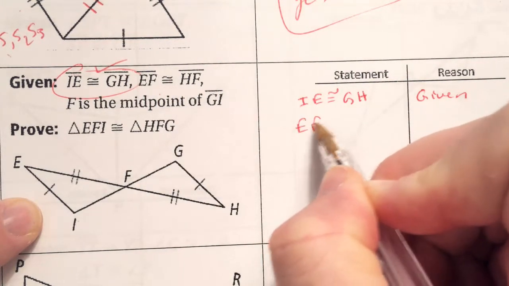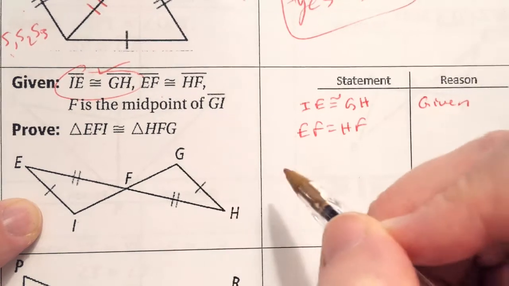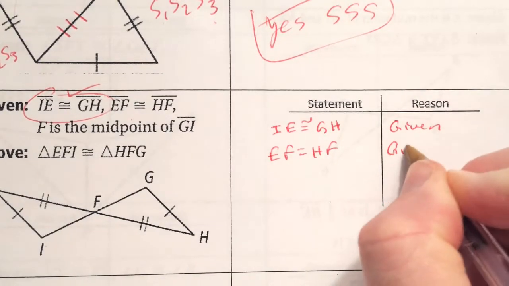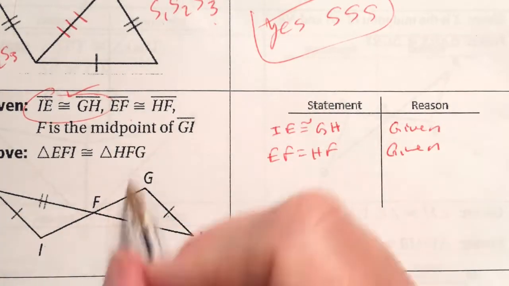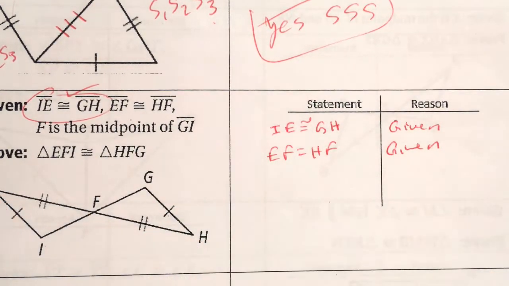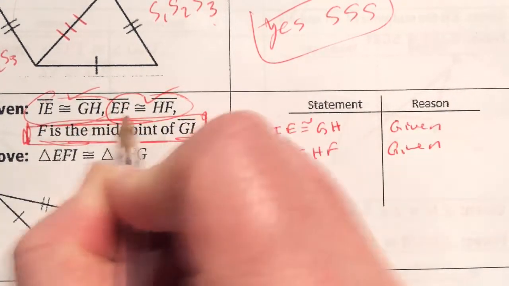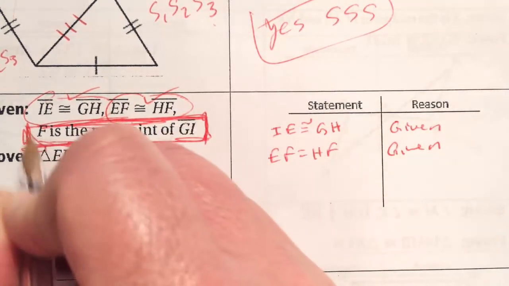Okay, this one, EF. So EF is equal to HF. How did we know that? That was given to us. And make sure that's labeled. EF is equal to HF. Okay, so boom. Now midpoint. So that part is important. I'm going to put a little box on there. Okay, so that's super important.